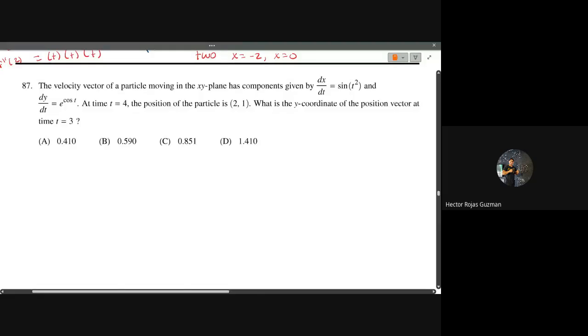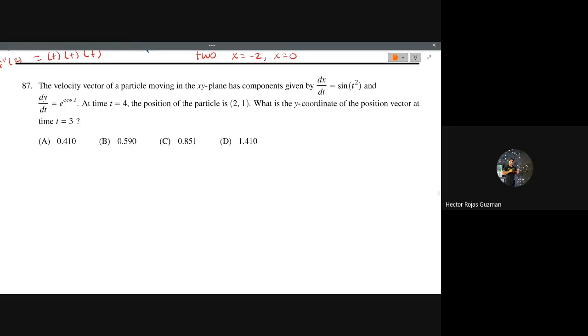87. The velocity vector of a particle moving in the xy plane is given by dx dt and dy dt. At t is equal to 4, the position is 2, 1. What is the y-coordinate of the position vector at t is equal to 3?